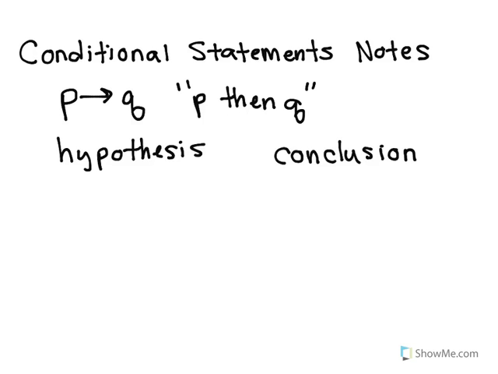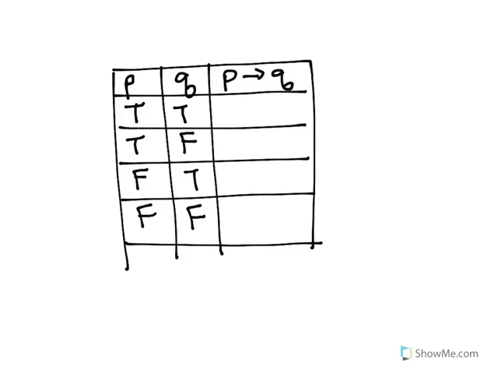Okay, the conditional is defined to be true unless a true hypothesis leads to a false conclusion. A truth table for P then Q is shown below. I'm going to show you how to fill this table out. Okay, so what this table says is if P is true, if you look in the first row here, it's saying that the hypothesis P is going to be true and the conclusion is going to be true.